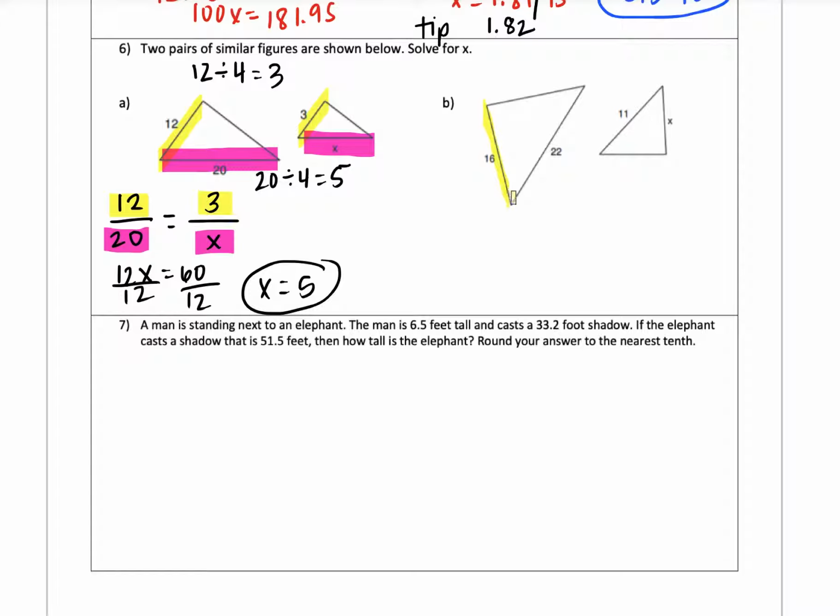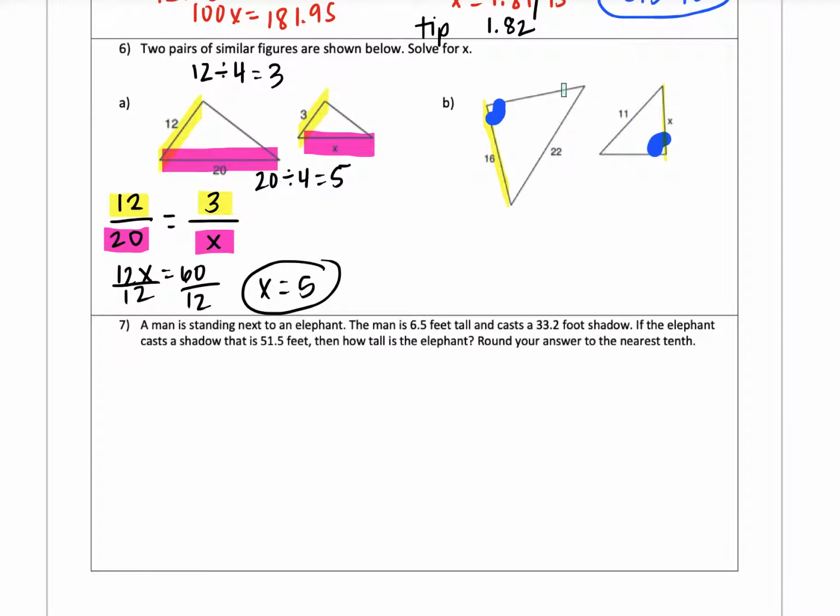16 corresponds to which side? So you kind of have to look at the angles here. This angle looks almost like a right angle, but it just looks very similar to this one right here. So it looks like they rotated those triangles. So that side, 16, corresponds to the other side, x. They took that triangle and they rotated it around.